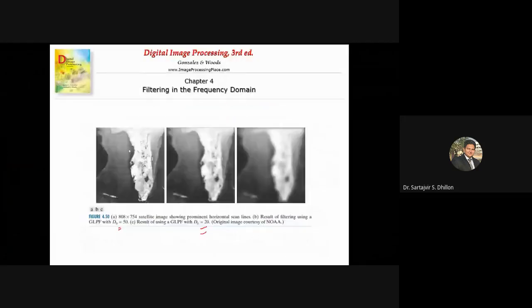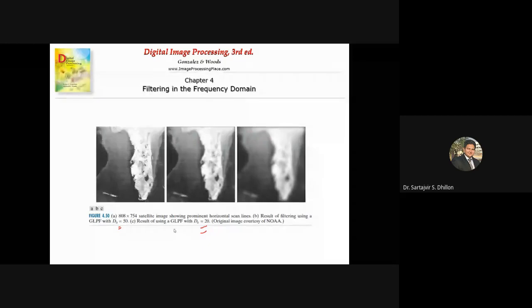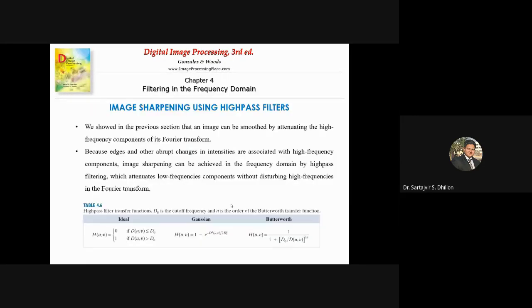Okay, now these are examples of a low pass filter, and please note that now we are doing image sharpening with the help of a high pass filter. Again, these are divided into three categories: the ideal, Gaussian, and the Butterworth.